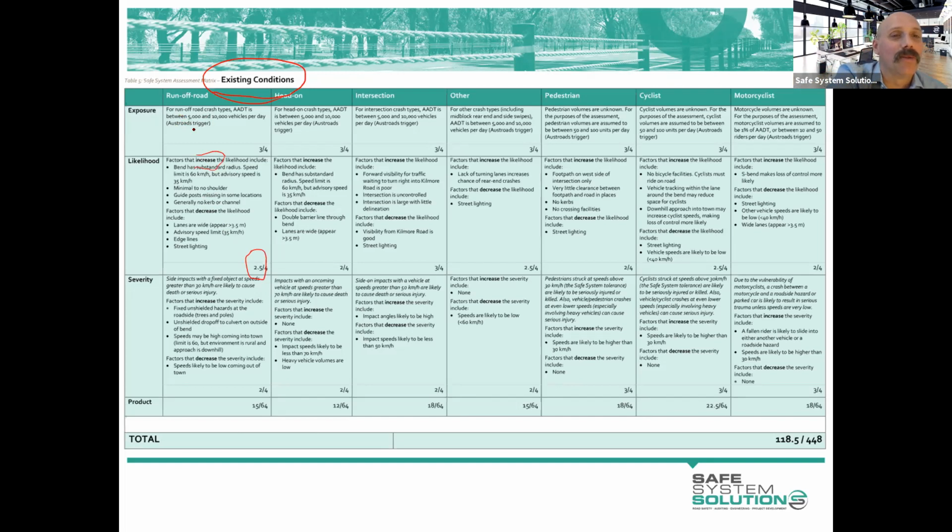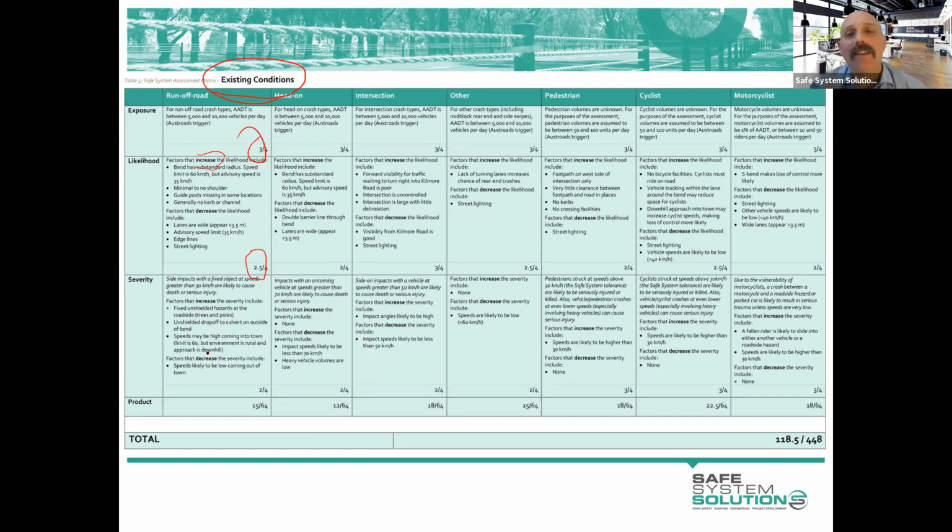I should have started with exposure, but the exposure was simply to say, what's the volume of traffic on the main line, and then just land it back to the score sheet, and you get a 3. And then you've got what is going to increase the severity of these crashes. You've got fixed unshielded hazards at the roadside, trees and power poles. You've got an unshielded drop-off to a culvert on the outside of the bend. Speeds maybe high coming into the town on the downhill. So they're all things that make me want to make that score higher, but decreasing it, speed's likely to be low coming out of town as well.